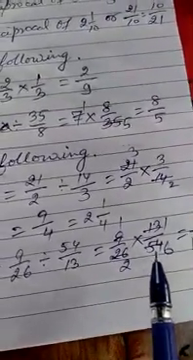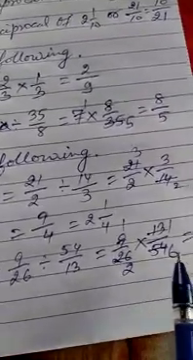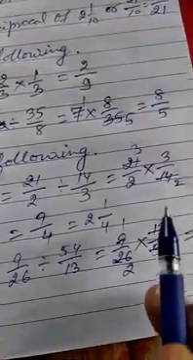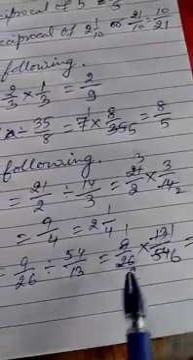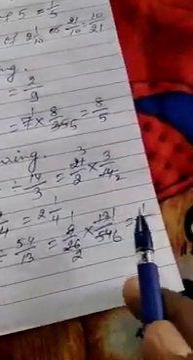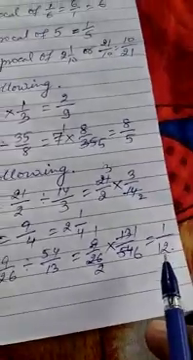Now you see that 9 and 54 have the common factor 9. So 9 by 9 is 1 and 54 by 9 is 6. Now 13 and 26 have the common factor 13. So 13 by 13 is 1 and 26 by 13 is 2. Now you will multiply the numerators: 1 into 1 is equal to 1, by 2 into 6 is equal to 12. So 1 by 12 is the answer of this question.